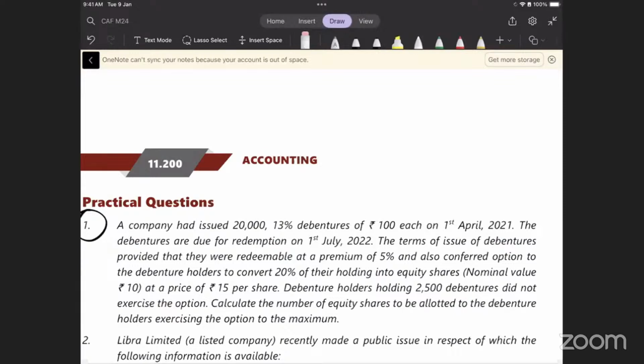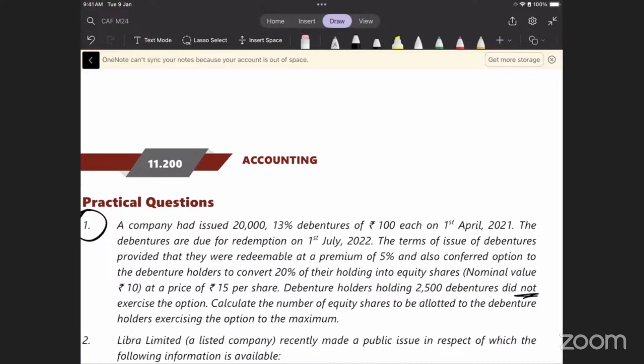Debenture holders holding 2,500 debentures did not exercise the option. So out of 20,000, 2,500 did not exercise the option. So how many have exercised the option? 20,000 minus 2,500. 17,500 have agreed for the conversion. Calculate the number of equity shares to be allotted to the debenture holders exercising the option to the maximum.